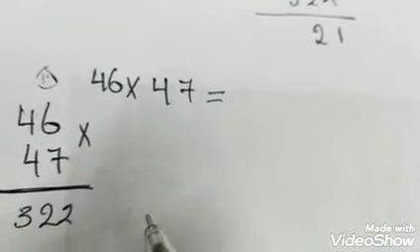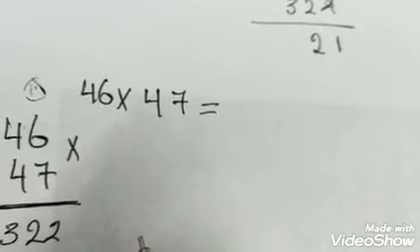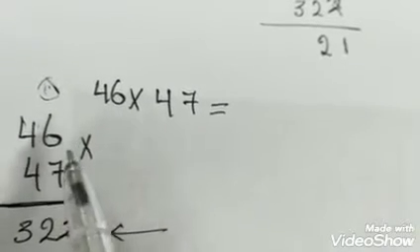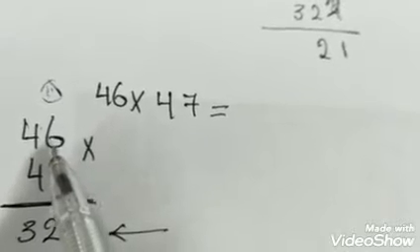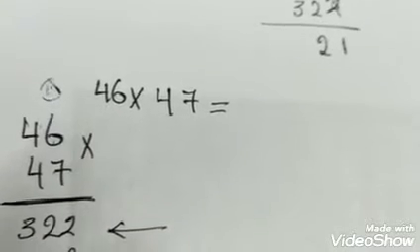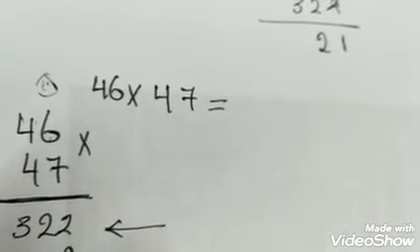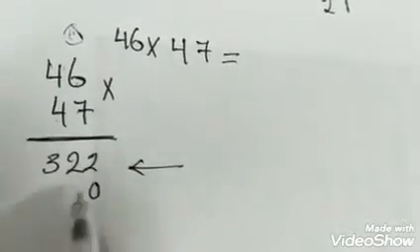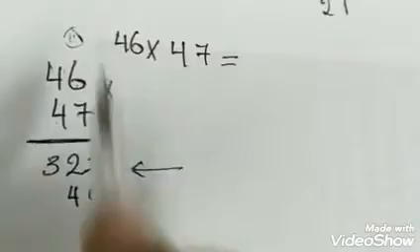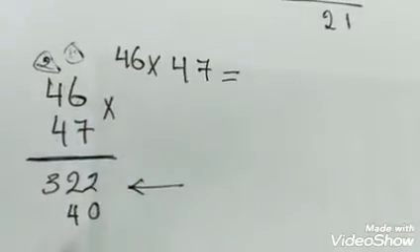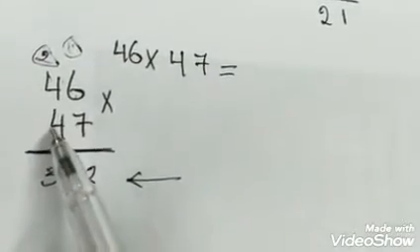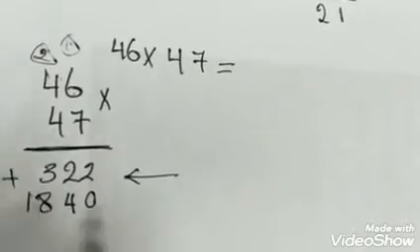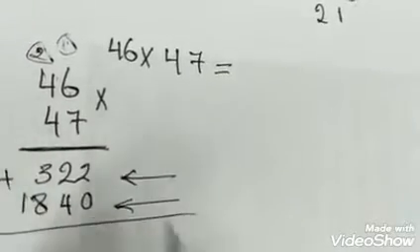This is the first partial product. Then I will have the product of the tens. Here I will put the 0 in the ones digit. 6 times 4 equal 24. Here is the 4 and have 2 up. 4 times 4 equal 16. 16 plus 2 equal 18. This is the second partial product. Then I have to add.